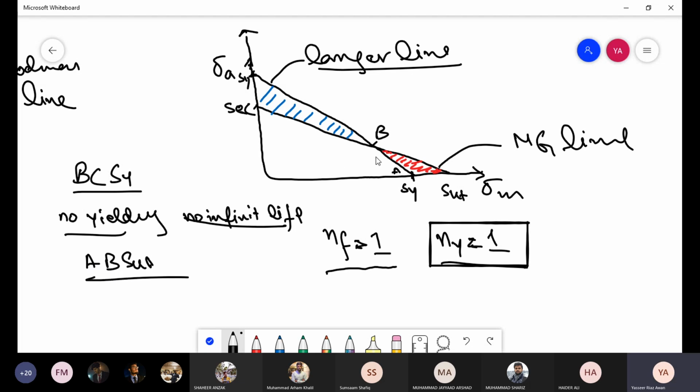Whereas for this region, A, B, S, U, T, you have yielding. So if your stress combination sigma A and sigma M falls in this region, then you would most probably have yielding. So obviously we cannot use this region. This is safe for infinite life, and this region indicated by blue is safe for some finite life which we can calculate.